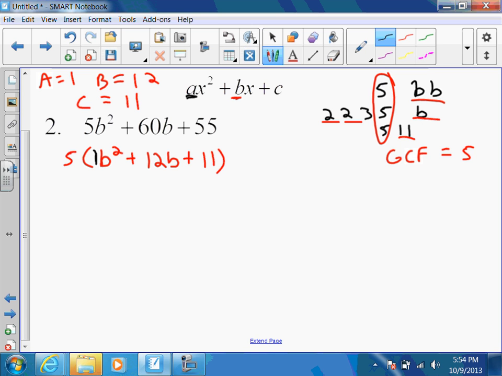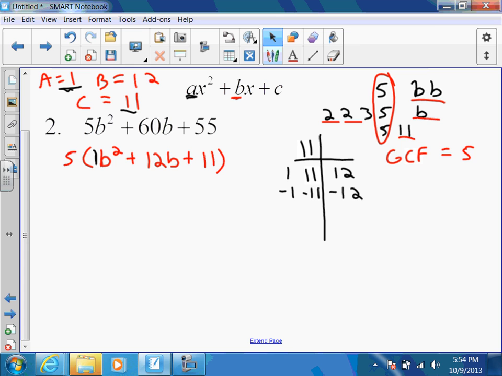Now we're going to make our table. A times C. A is 1. C is 11. 1 times 11 is 11. All the factors of 11: 1 times 11, negative 1 times negative 11. Now we add our factors, 12 and negative 12. Which one do we want? Well, the one that has B. What's B? Positive 12. Want that one.